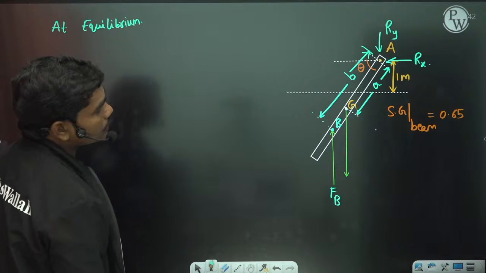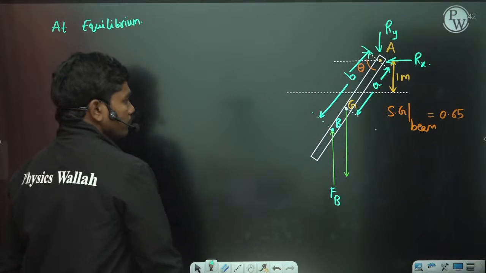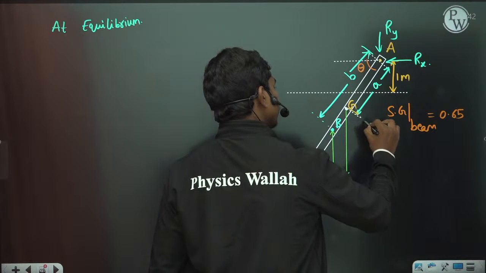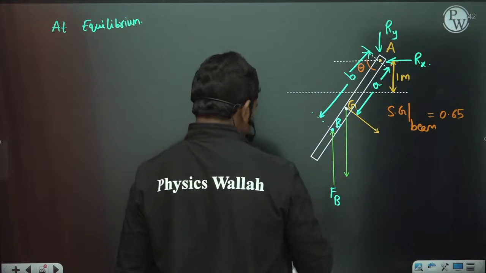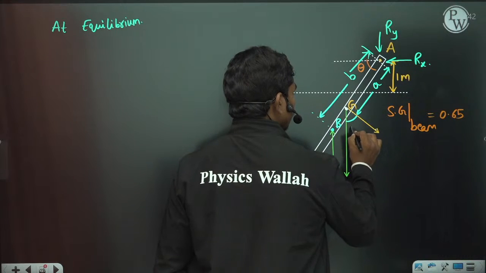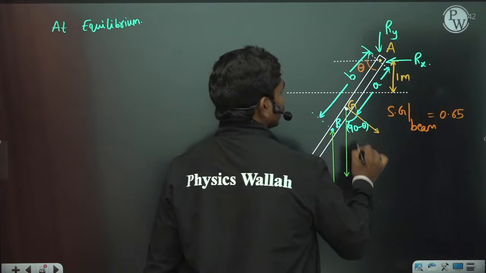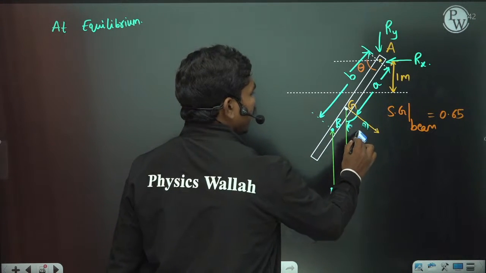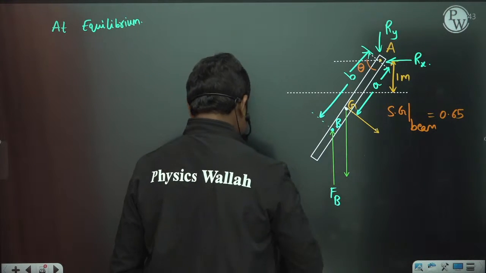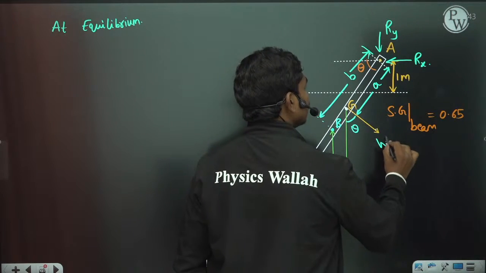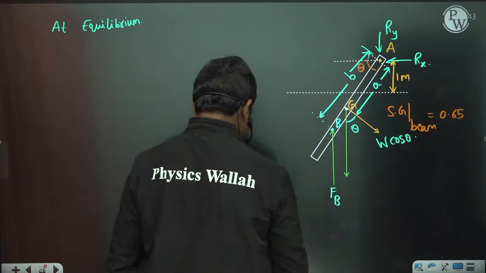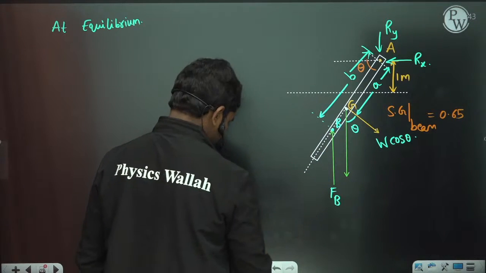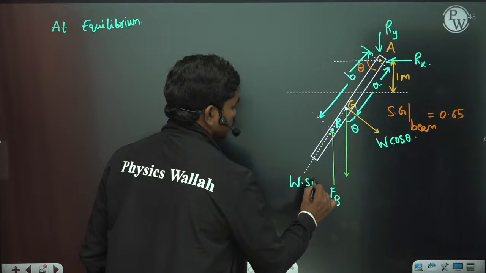If you see the perpendicular distance between these two, you can observe that if you resolve this weight like this, with this angle theta, then definitely this angle is 90 minus theta. This angle is also theta, because the angle between two lines and their verticals is the same. So you have W cos theta and W sin theta along the base.